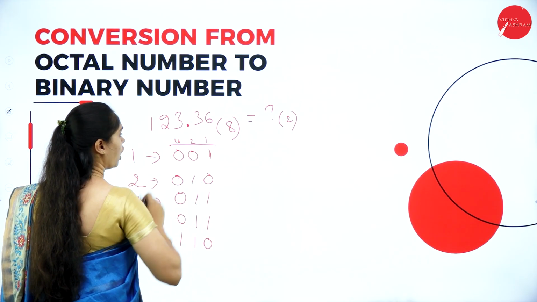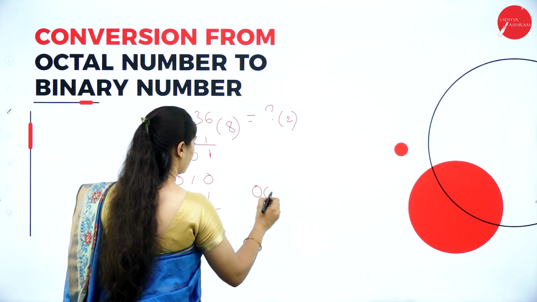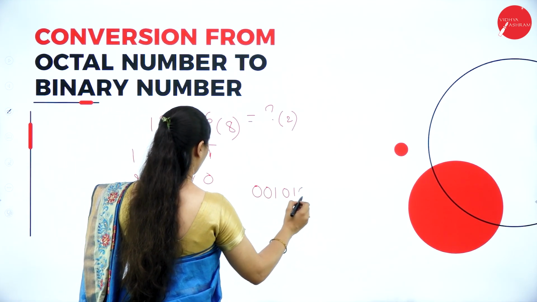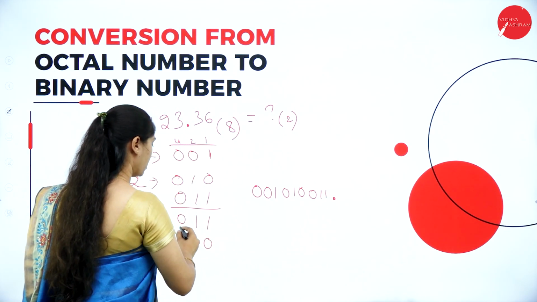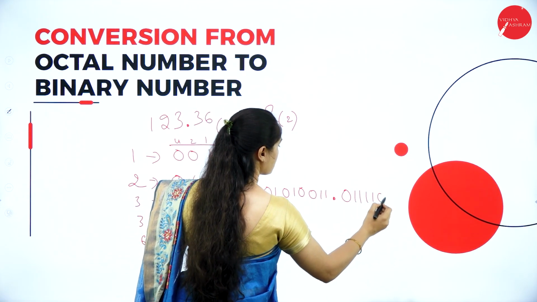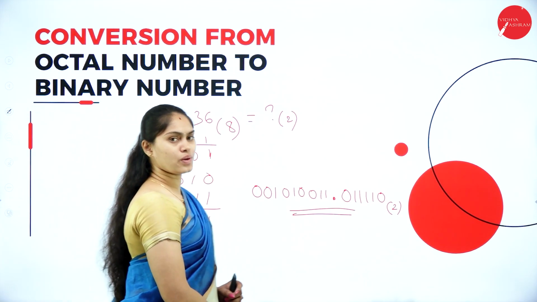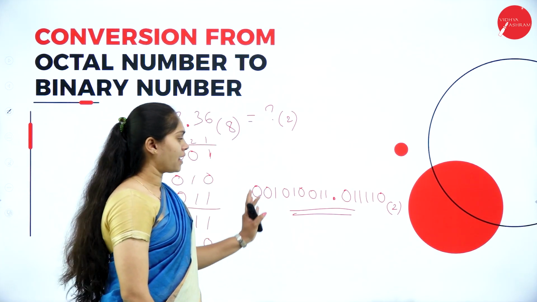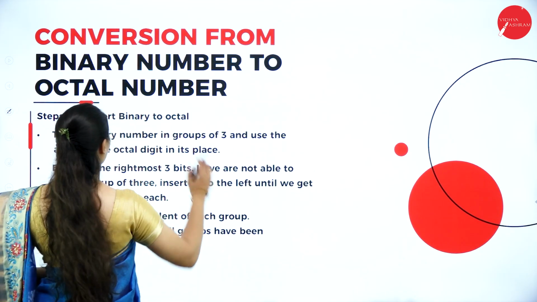Here I have an octal point. So for the first 3 numbers, I have to write as it is: 0, 0, 1, 0, 1, 0, 0, 1, 1. I will put the binary point here. After that 0, 1, 1, then 1, 1, 0, which is of base 2. Okay, this is how we are going to write the equivalent binary number. Fine. Let me go to the next concept.